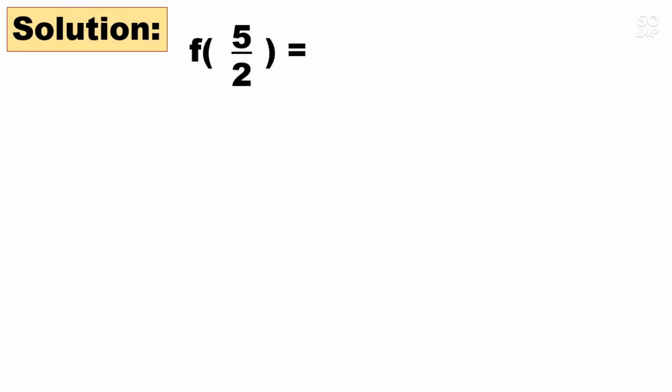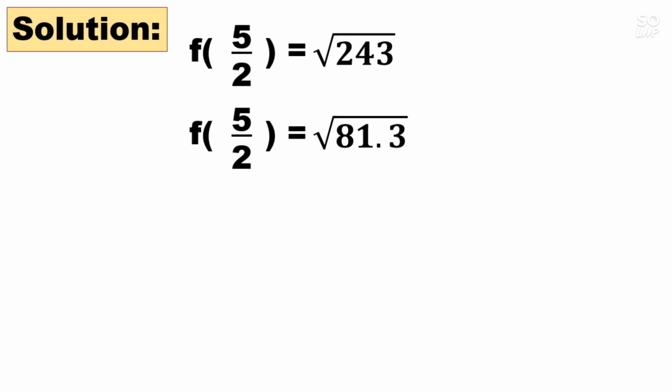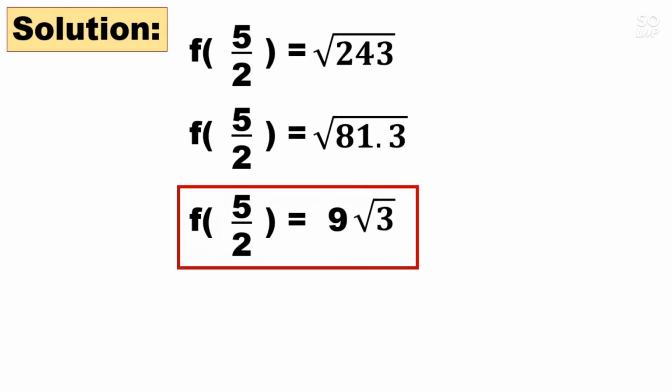Okay, and then f of 5 over 2 equals 243. And then we simplify. To factor 243, the factor is 81 times 3. Pa-factor natin ang 243 ng may perfect square, which is 81. Okay, square root of 81, we have 9. Okay, we factor out 9, and then now we have a square root of 3. And now that is the value of f of 5 over 2 equals 9 square root of 3.